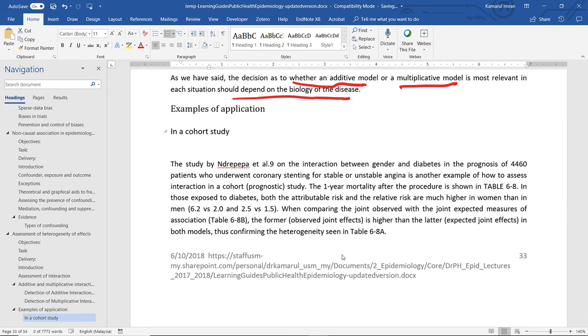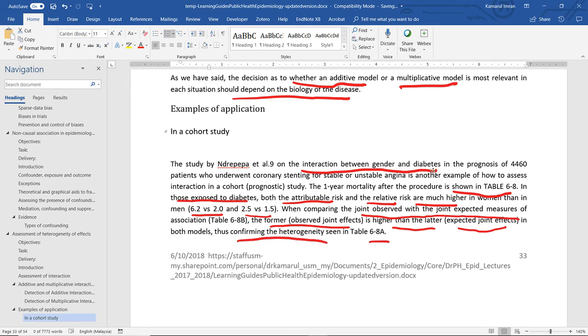Examples of the application: interaction between gender and diabetes. Right. Please study table 6.8. In those exposed to diabetes, both the attributable risk and the relative risk are much higher in women than in men, 6.2 versus 2.0 and 2.5 versus 1.5. Right. Where you compare the joint observed with the joint expected measures, the former, the observed joint effect, is higher than the latter, the expected joint effects. So this confirms the heterogeneity in table 6.8a.